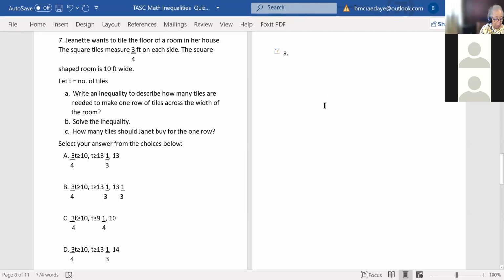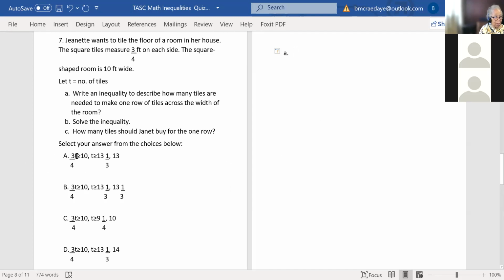Now, what is the inequality symbol? The first thing it said was to write an inequality. How many tiles are needed to make one row of this tile across the width of the room? So what's the inequality symbol? The inequality symbol is greater than or equal to. That's right, greater than or equal.